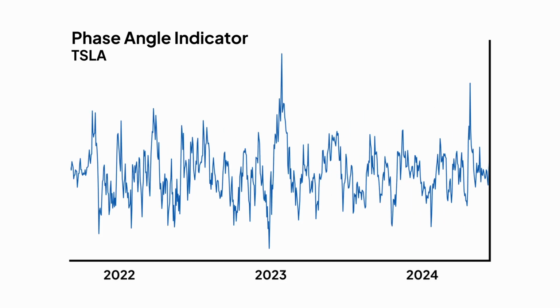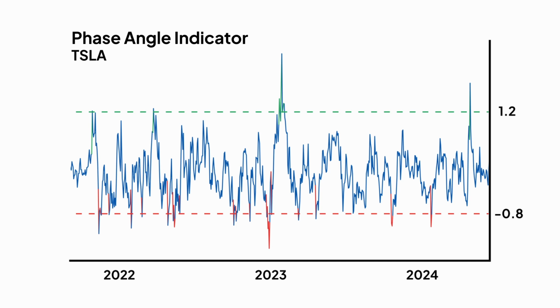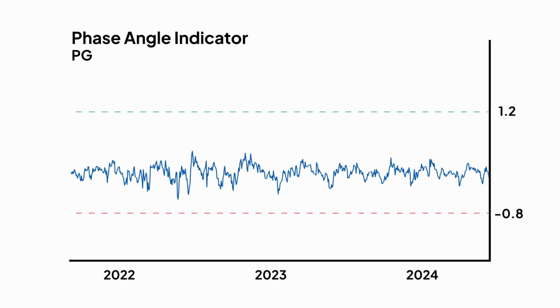The first concept I'm going to introduce is all about understanding the data in its own context. Take our phase angle indicator on Tesla. A well-calibrated set of thresholds for capturing buy and sell momentums might be 1.2 and minus 0.8. However, if we apply the same thresholds to Procter & Gamble, they fail to register any significant event.